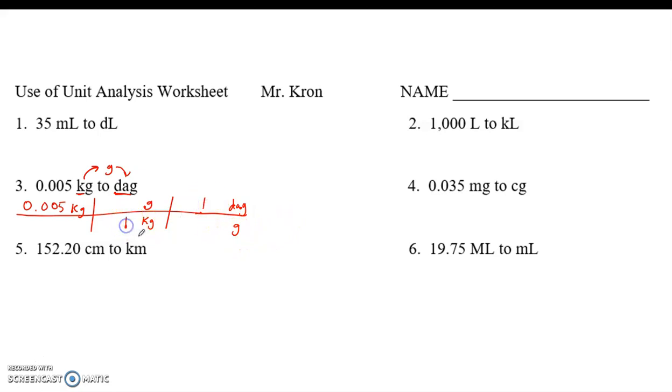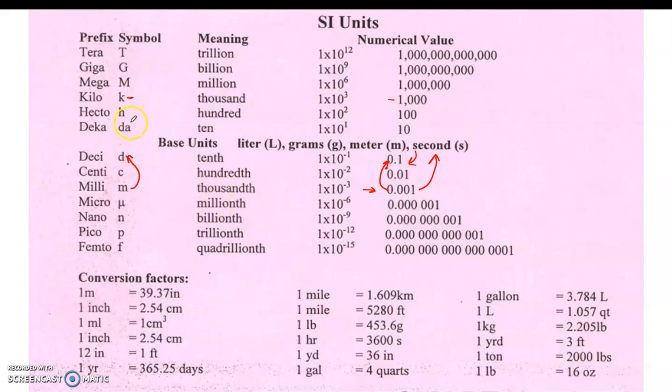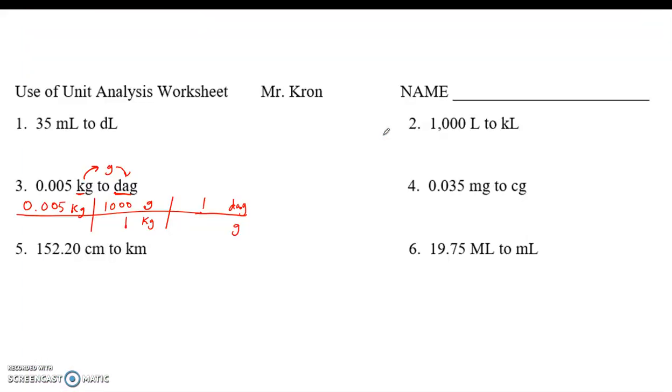Prefixes get the 1. And then kilo, we've seen that one enough times to know that it equals 1,000, hopefully by now. And then deca, that's a new one. So DA is 10. So I put a 10 down here. And again, what I would do is I would multiply these two numbers, 0.005 times 1,000. That should be 5. Divided by 10, that equals 0.5 kilograms.